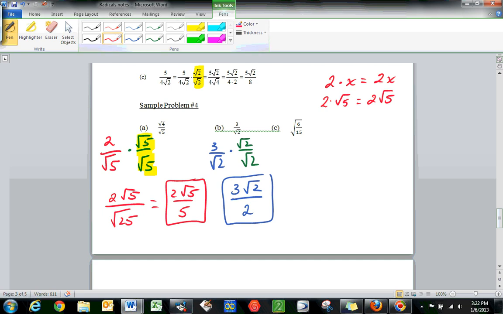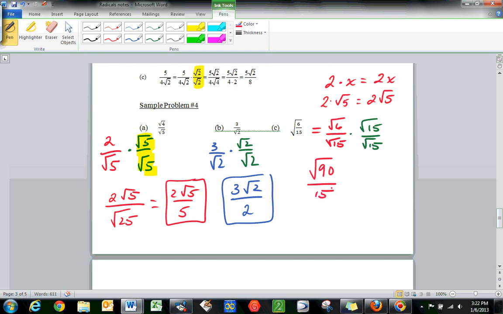Lastly, square root of 6 over square root of 15. Remember, from the quotient property, this breaks up. However, with the square root of 15 on the bottom, we have to rationalize the denominator. So I'm going to multiply by square root of 15 over square root of 15. And this creates a little bit of a different scenario here. What happens is 6 times 15 is actually going to give us the square root of 90 on top.